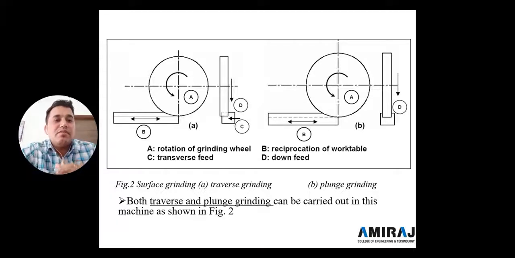Before that, we have to complete the surface grinding machine as shown in figure A and figure B. There is a front view and a side view. In figure A is the grinding wheel and B is the reciprocating work table. The work is fixed on the work table by using a vise, a fixture, or any other fixing devices. The wheel will rotate either in the clockwise or anti-clockwise direction. A and B are the front view, and D and C are the transverse feed and the down feed.